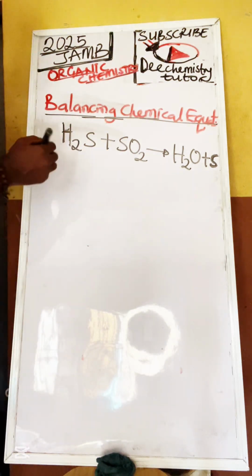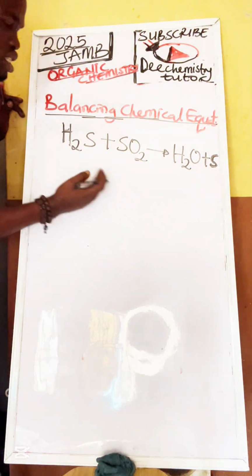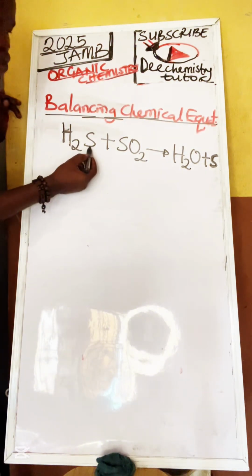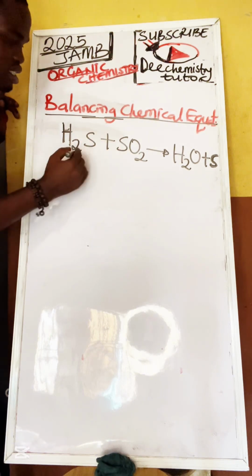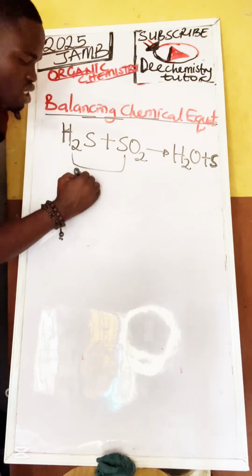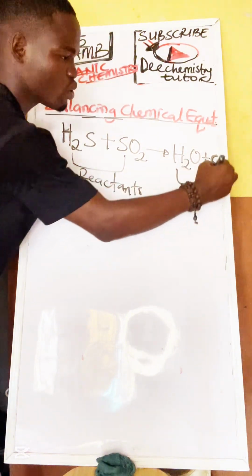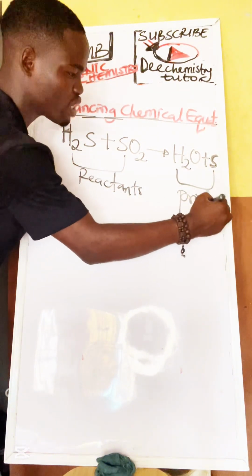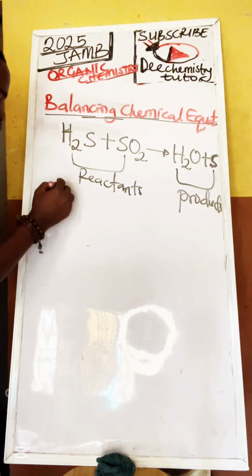Now, let's go. You first want to look at the constituents of these things. This is hydrogen, this is sulfur, this is oxygen, right? These are the reactants. Those are the first thing you want to know. This is the reactant, and this is what? The product. That's the first thing you want to know in balancing a chemical equation.